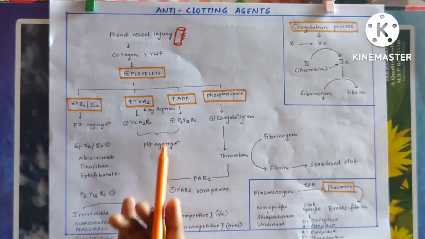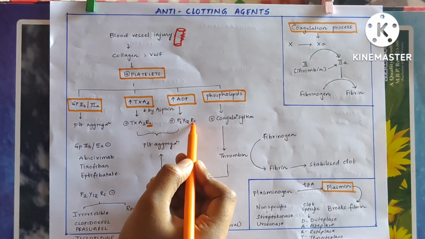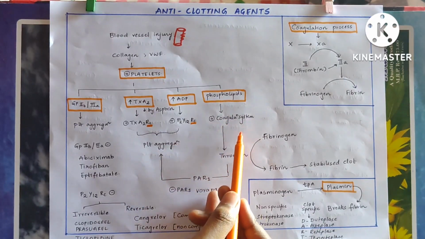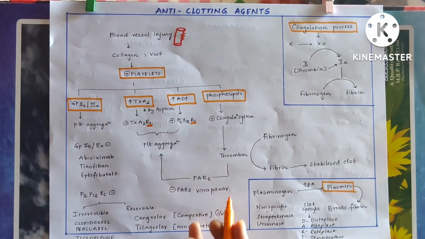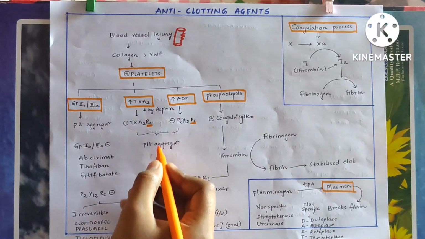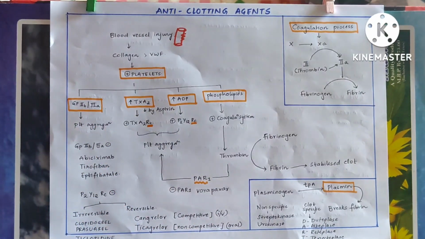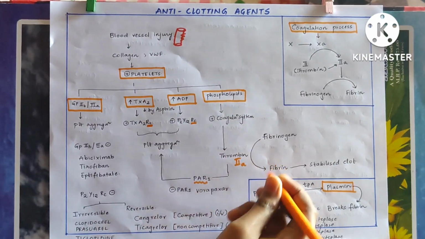So GP2B3A increases platelet aggregation. Thromboxane A2 acts on the thromboxane A2 receptor. ADP acts on the P2Y12 receptor. Both together increase the platelet aggregation. Phospholipids increase the coagulation system, increase the thrombin, which acts on the PAR receptor, and finally all this together increases the platelet aggregation, leading to the formation of the platelet clot.